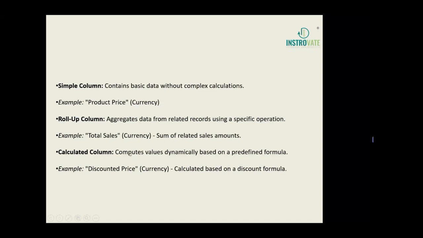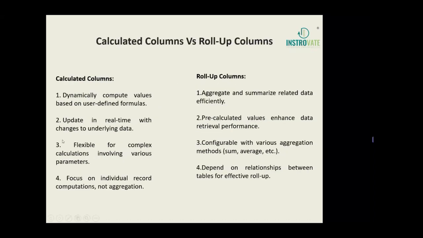So calculated columns are based on a predefined formula, and rollup columns aggregate data from related records using a specific operation. Calculated columns update in real time with changes, but rollup columns are pre-calculated values that enhance data retrieval performance. Calculated columns are flexible for complex calculations involving various parameters, but rollup columns are configured with various aggregation methods like sum, average, etc.